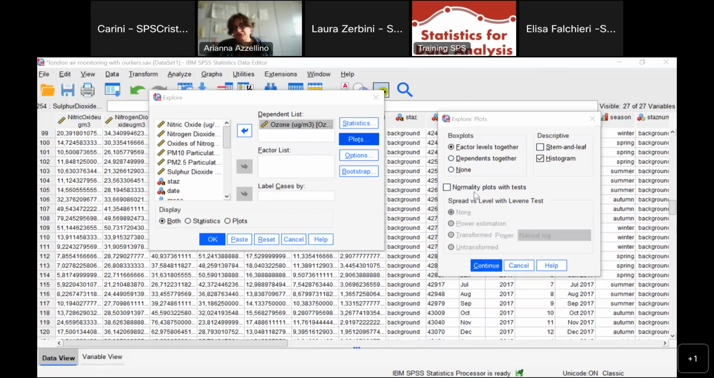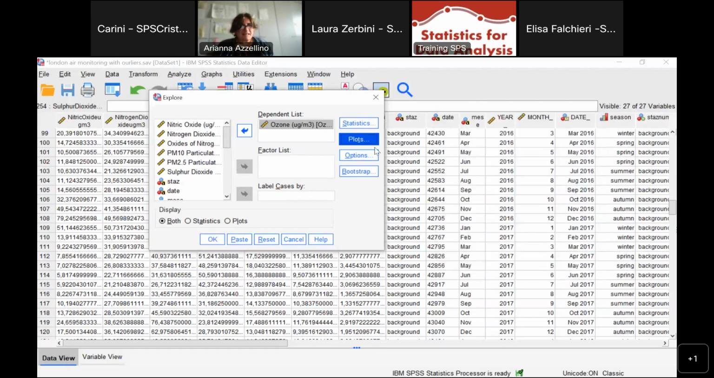I just want to underline the fact that I'm not selecting the normality plot and test here, because to decide whether to use a parametric or non-parametric procedure, I do not need to run a normality test. So this is probably breaking news for some of you, but I will try to explain why I'm saying this. So I am running the command.